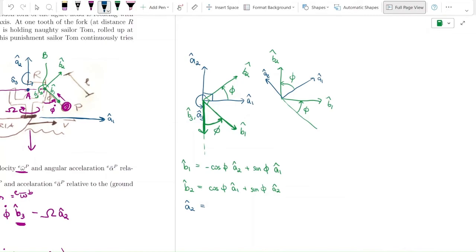So A2 hat is equal to, I'm going to draw another line too because it helps me. I'll extend B2 hat this way. And then this is 90 degrees, right? And then this is also phi, because with 90 degree angles, this is 90 minus phi, so this becomes phi.